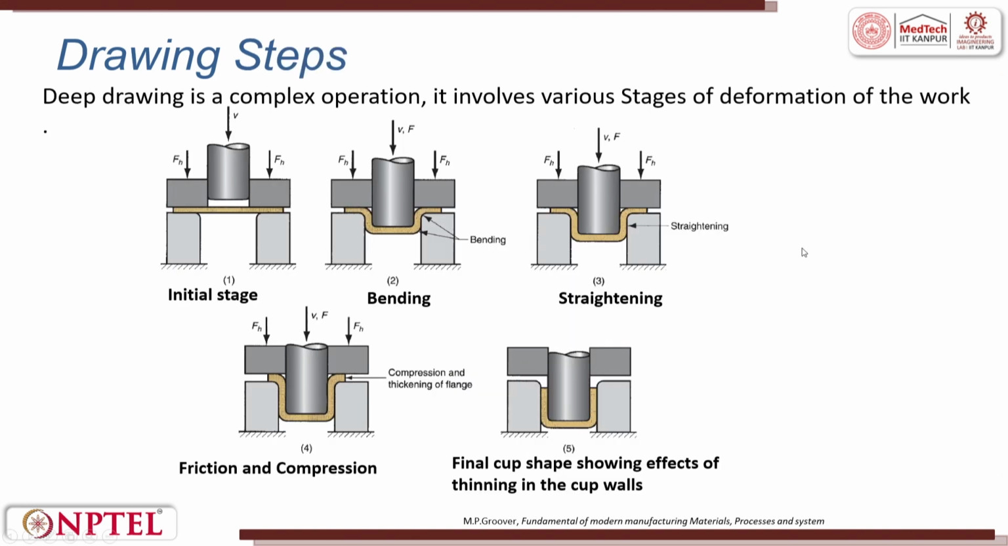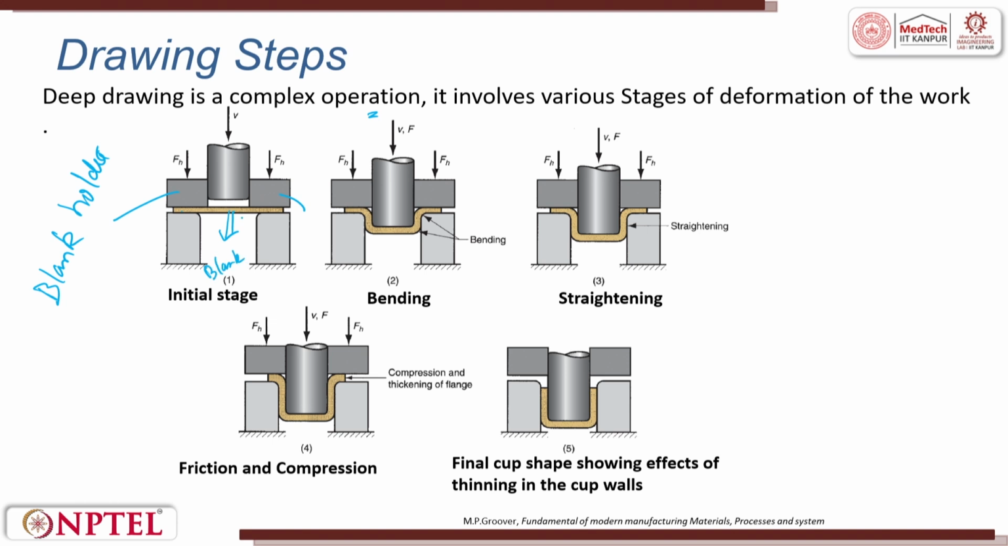So, these are the steps involved in a drawing operation. Drawing is a complex operation which involves multiple stages. In the initial stage, we have a blank holder, which I did not mention in the previous slide. The function of the blank holder is to hold the blank. What is the blank? The yellow part is called the blank.